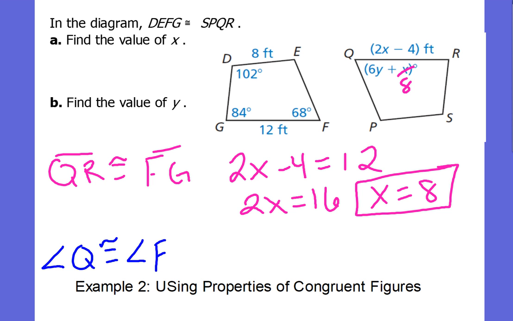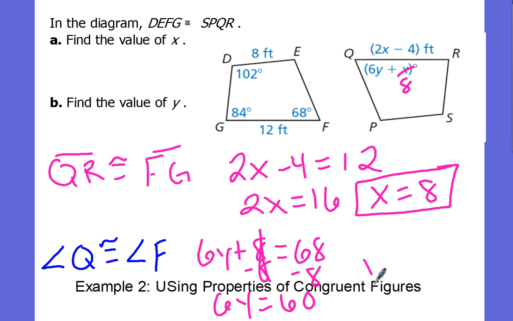And now we go ahead and see here, and again, Q matches with F. That's how we got that, right? They're congruent, order matters. So now we see that 6y plus 8 equals 68 for F. Subtract 8, 6y equals 60, and of course y ends up being 10 after the division.